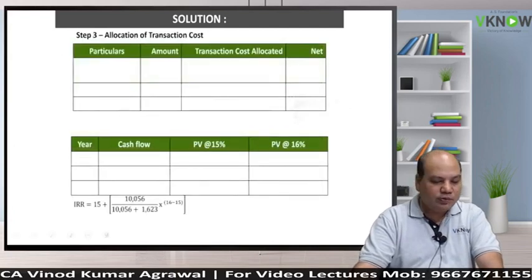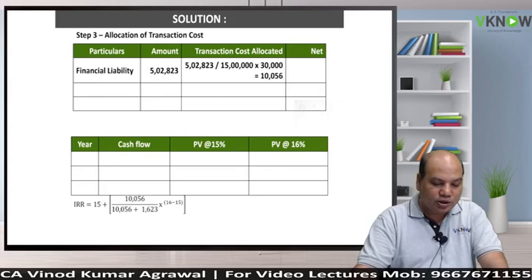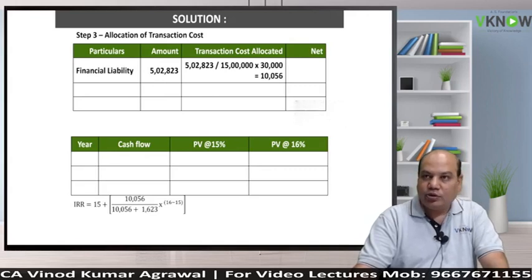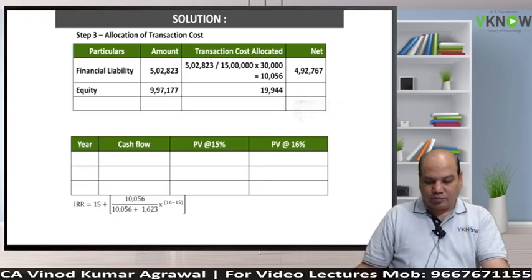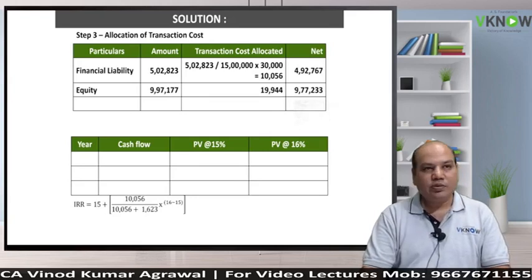But because in this question we have transaction cost also, I will first allocate the transaction cost in the ratio of the same amounts, 5,02,823 and 997,177. Take your calculator: 5,02,823 divided by 15 lakh into 30,000 is 10,056. So the financial liability will reduce by 10,056 and will be 492,767. Equity will also be revised by reducing it by 19,944, so 977,233. Got it?